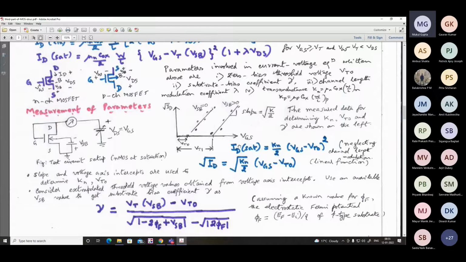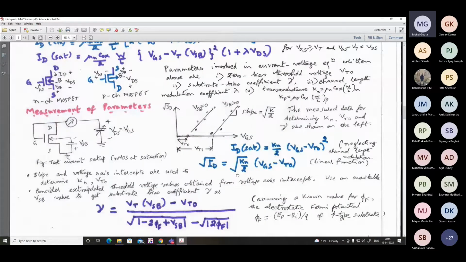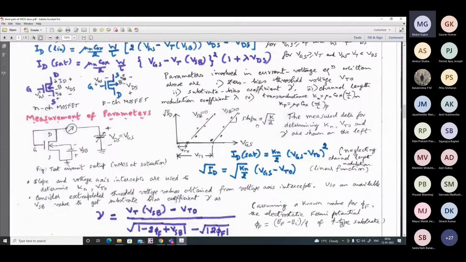Sir, yes, yes. Any doubt? Yeah, the root ID versus VGS plot for VSB equal to 0, why is it not continuous? Root over ID for VSB not equal to 0. No, sir, the root over ID versus VGS plot when the VSB is 0, why is it not continuous?